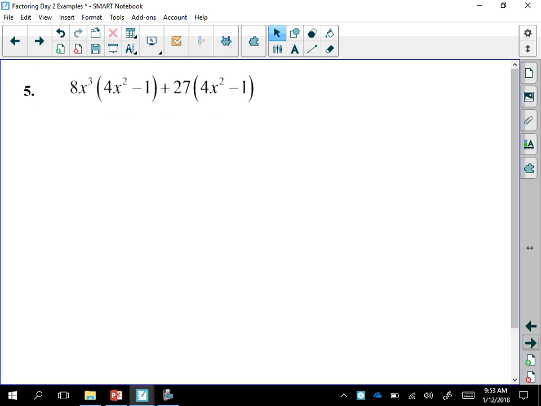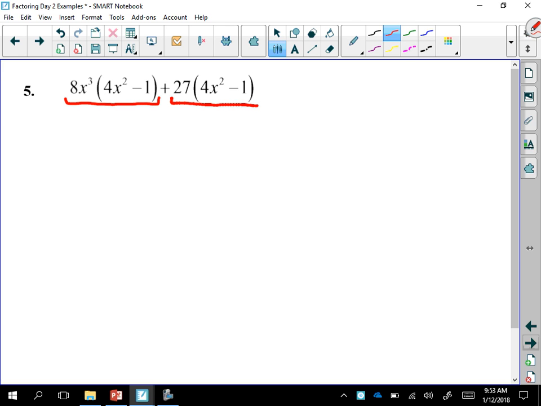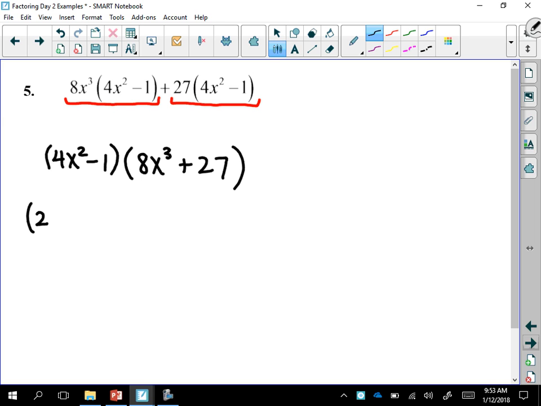Again, we look for a GCF first. The plus sign separates our terms. And what do those terms have in common? 4x squared minus 1, which we know is going to be the difference of perfect squares. We're going to be left with 8x cubed plus 27, which is the sum of perfect cubes. So the 4x squared minus 1 will factor into conjugates. 2x plus 3, and SOPs would give us 4x squared.